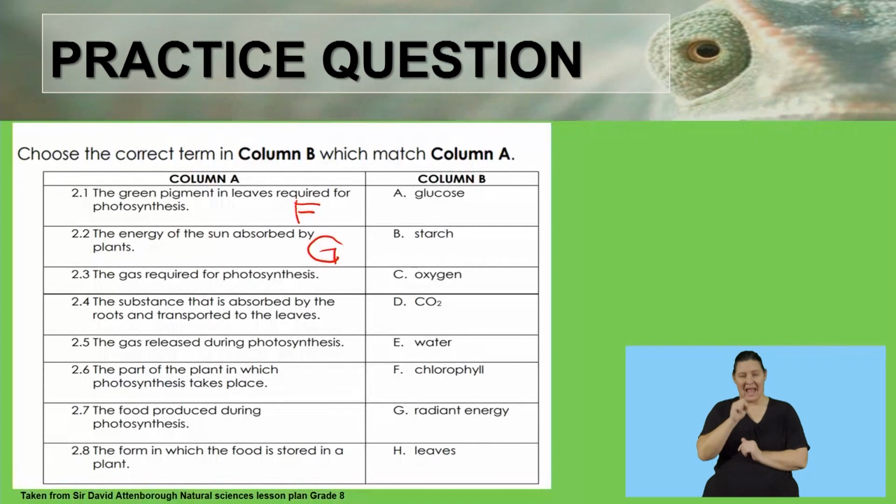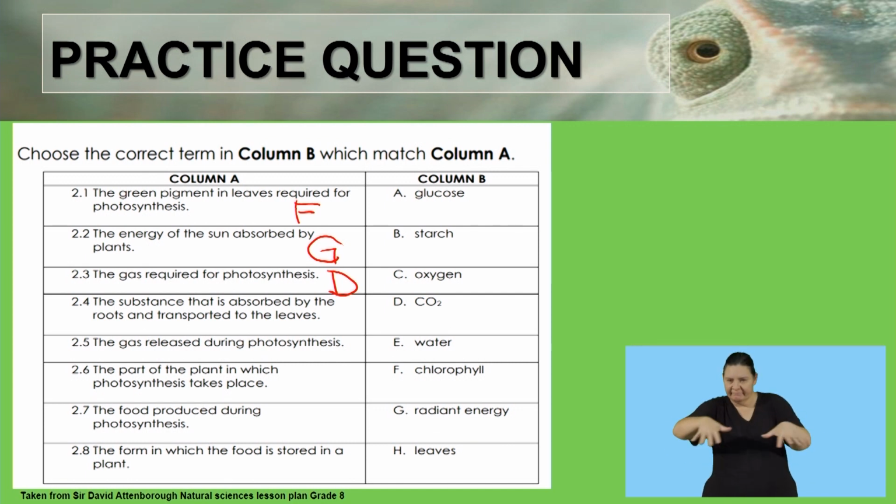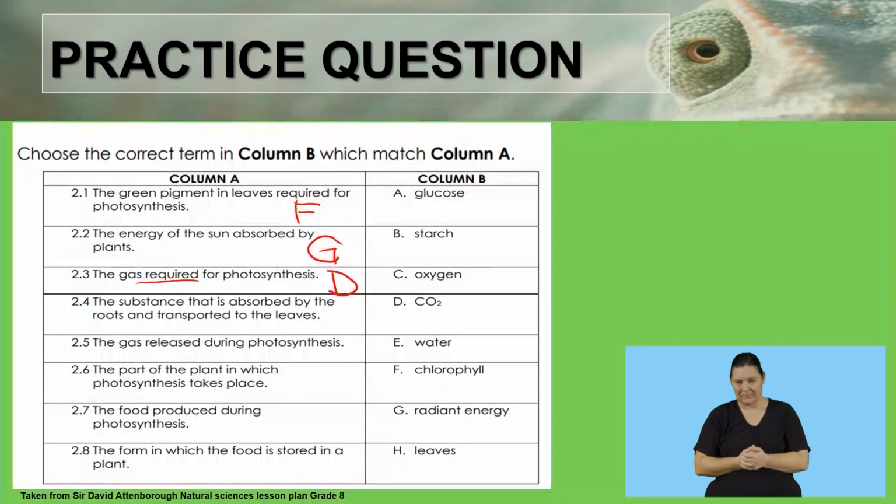Let us go to 2.3. The gas required for photosynthesis. So this is the gas that we need for photosynthesis to take place. So, is it glucose? No. Starch? No. Oxygen? No. Carbon dioxide? Very good. It is carbon dioxide. That is the gas that we need. Remember, the plant takes in the carbon dioxide that we take out. So carbon dioxide is the gas that is required for photosynthesis to happen.